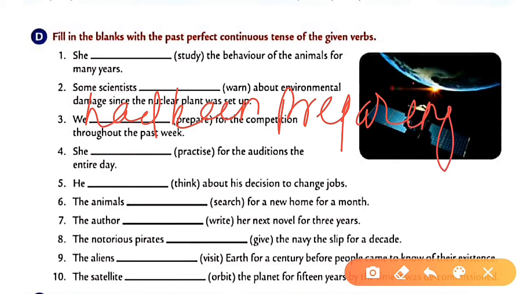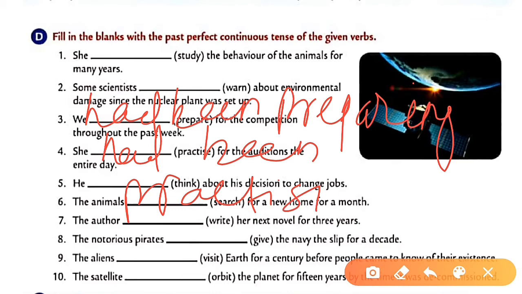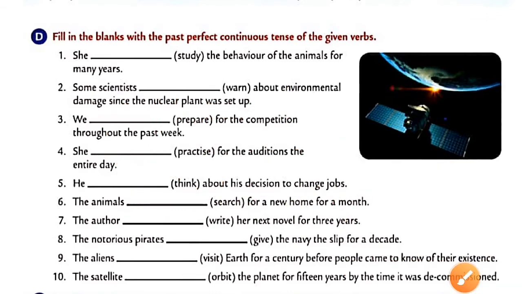Number four is: she dash for the auditions the entire day. She had been practicing. In this way we have to fill, like number five, he had been thinking. Number six, the animal had been searching. The author had been writing. In that way we have to do. So don't worry about it, you can do it by yourself also.